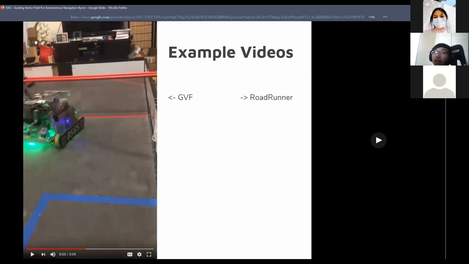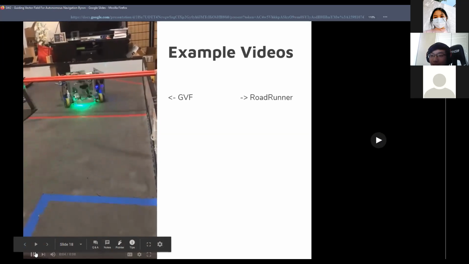So just to give you an idea of how the two algorithms work, just slow the stack down to normal speed.